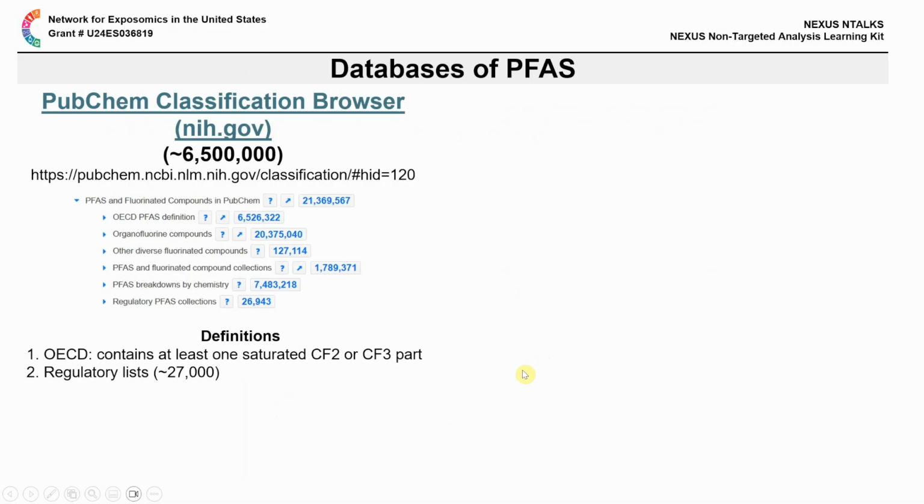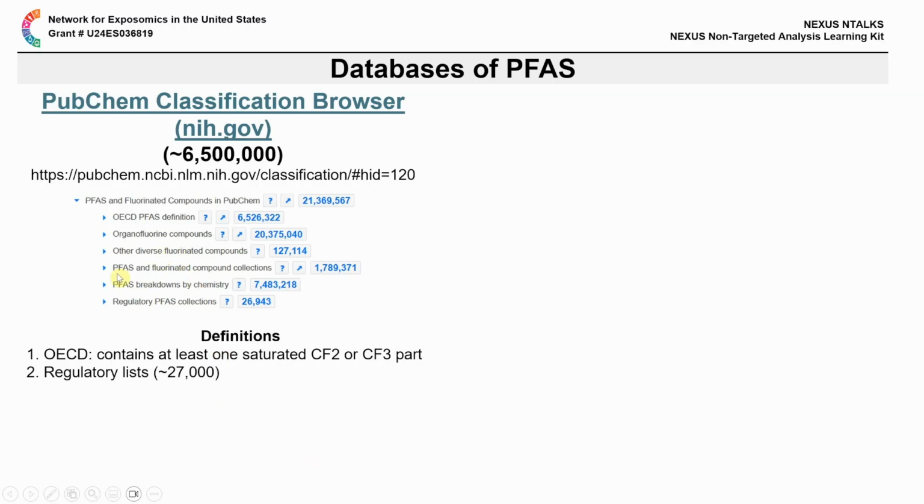Now, how do we define PFAS? We talked about the overall concepts of what PFAS are and their definitions, but there are further classifications to narrow down databases. So for example, PubChem can have about 6.5 million PFAS in their database as defined by having 1 saturated CF2 or CF3 part. Although if you look at molecules that have at least 1 fluorine in them, there are 20 million compounds of fluorine attached to a carbon.